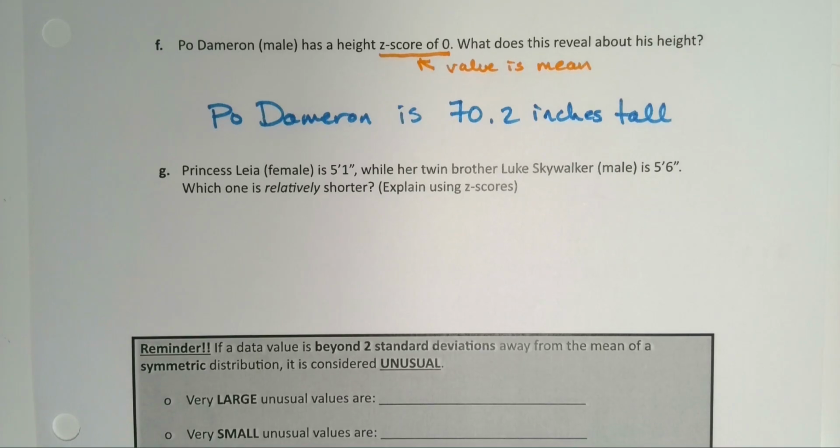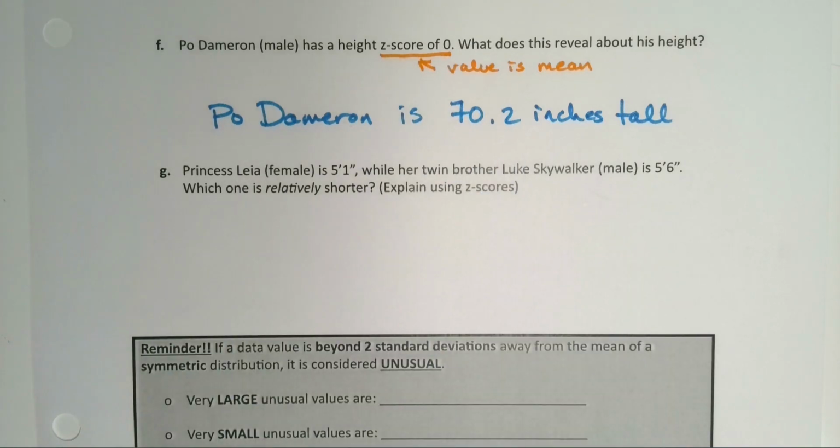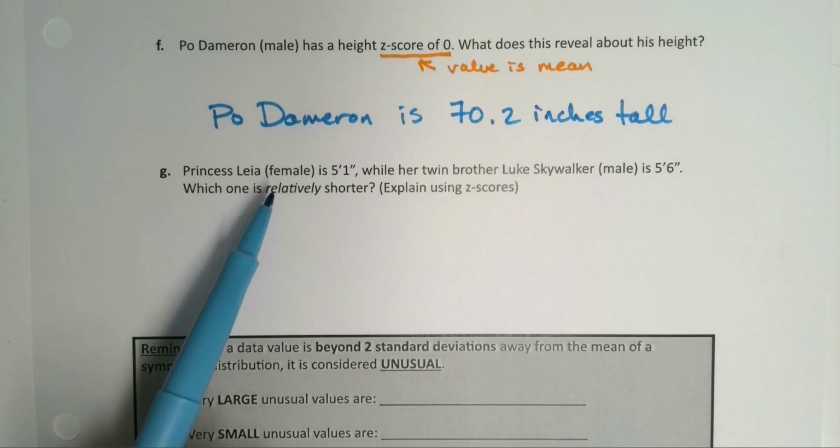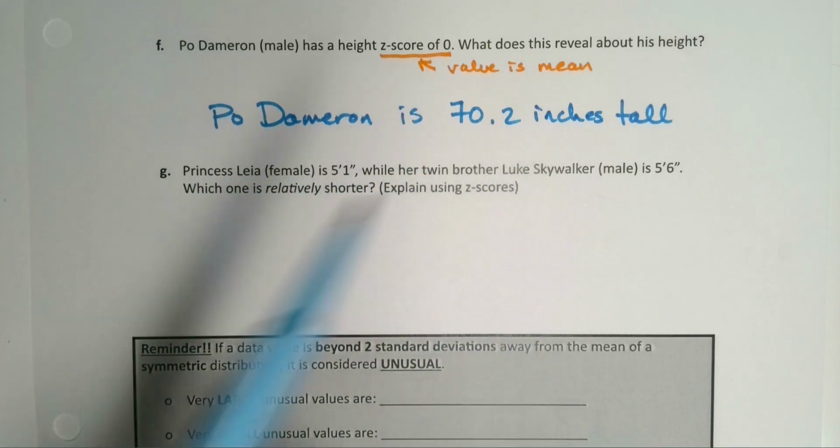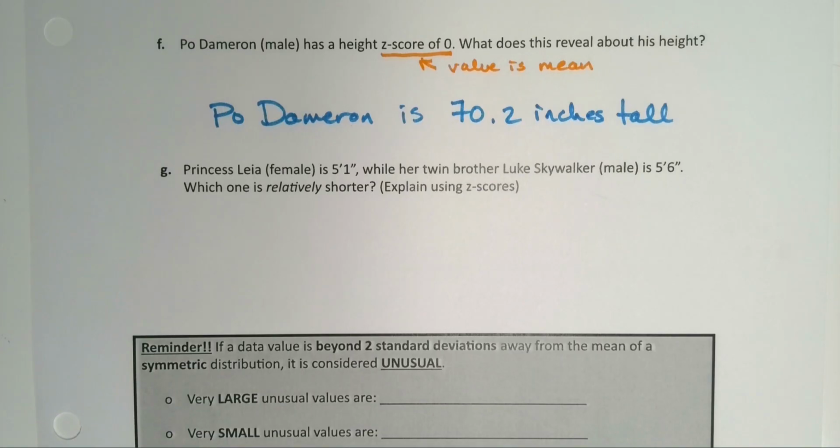All right, now we've looked so far at people that are tall, and people that are average, in the case of Poe Dameron, or above average. All right, what about people that are shorter? So Princess Leia is 5 feet 1 inches, while her twin brother Luke is 5 feet 6 inches. Which one is relatively shorter? Explain using the z-scores.